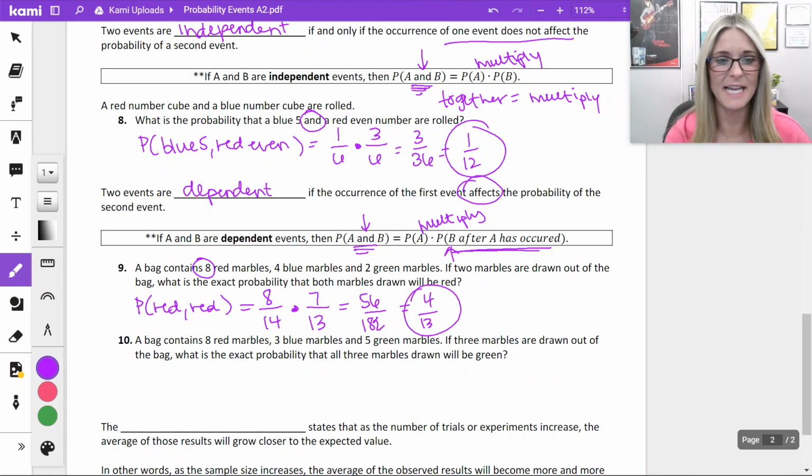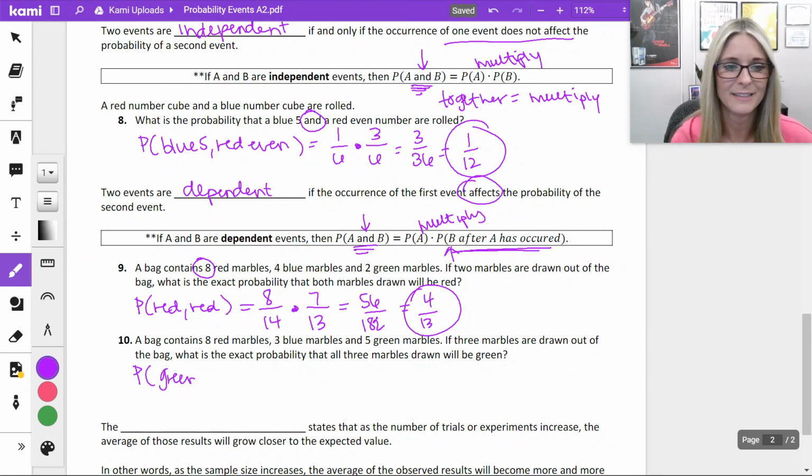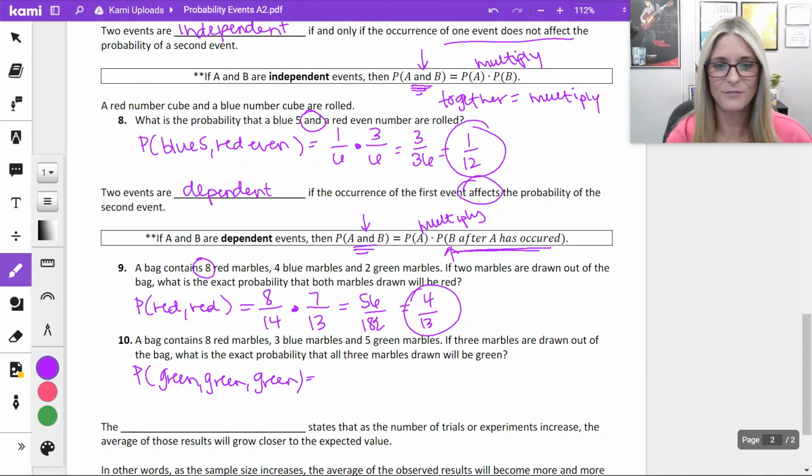Let's try again on number 10. A bag contains 8 red, 3 blue, and 5 green marbles. If 3 marbles are drawn out of the bag, what is the exact probability that all 3 marbles will be green? So we want a green, and then another green. I'm going to put them all in my pocket, not putting them back. So probability of the first green there was 5 out of how many total? 16. Added up all of our marbles there.